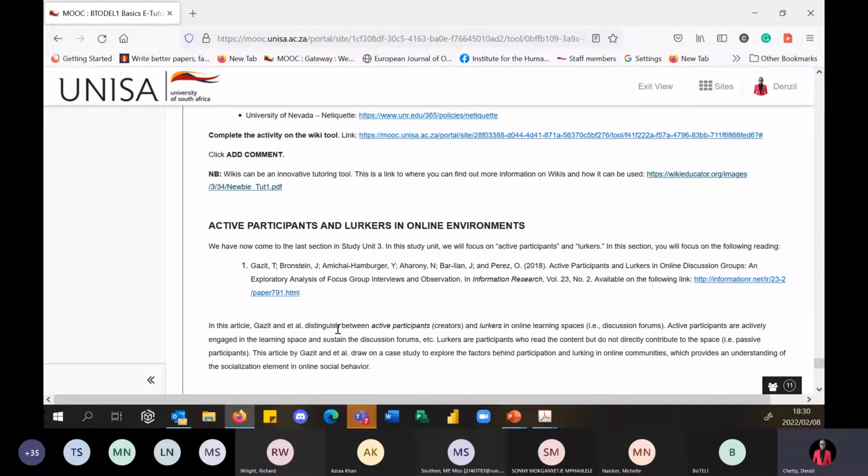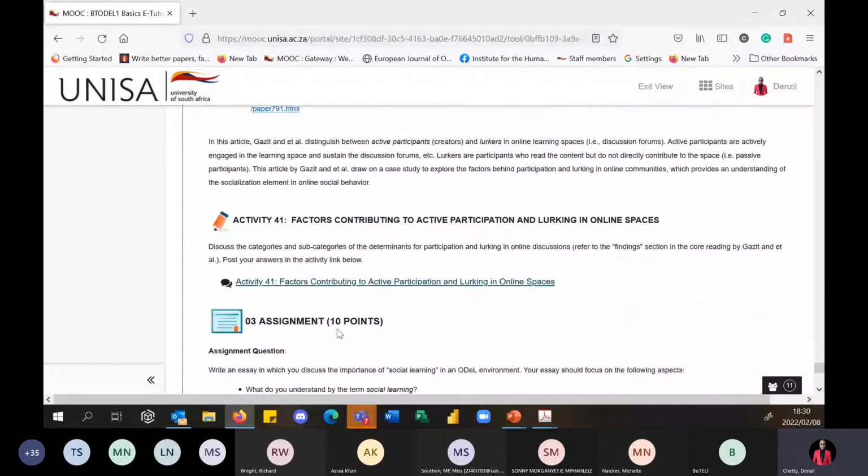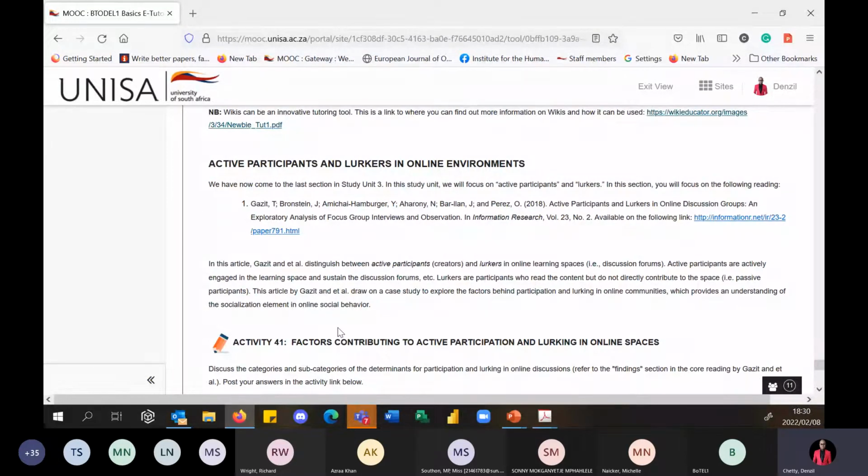And then the last one, active participants and lurkers. Now, the distinction between active participants and lurkers. Remember, these are two types of students that we found at UNISA. Active participants are participants that are logging in every day, participating very frequently on your discussion forums and tutoring groups. And there's evidence to support that these are really functional digital learning students, right?